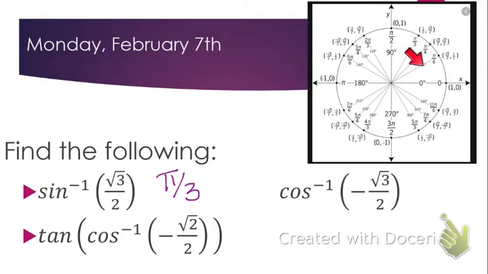All right, what angle has a cosine of negative root 3 over 2? So for cosine, we're looking in quadrants 1 and 2. So in quadrants 1 and 2, what angle has a cosine of negative root 3 over 2? So that's right here on the unit circle. So that would be 5 pi over 6.